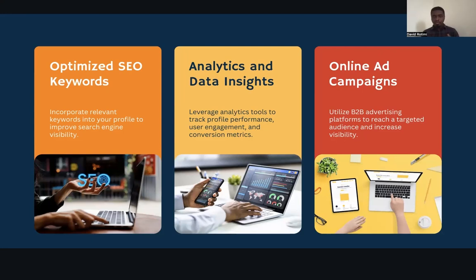You also want to leverage analytic tools to track your profile performance, user engagement, and your conversion metrics. Those are the ways that you can know how well your online platforms are doing. If possible as well, you can do online ad campaigns so that people outside the platform you are listing on can find you. Okay, that's another way. What you want to do is, maybe Google ads or social media ads that will link back to the Wacom Observatory platform so that people who need you can find you there. That's another thing that you want to do.